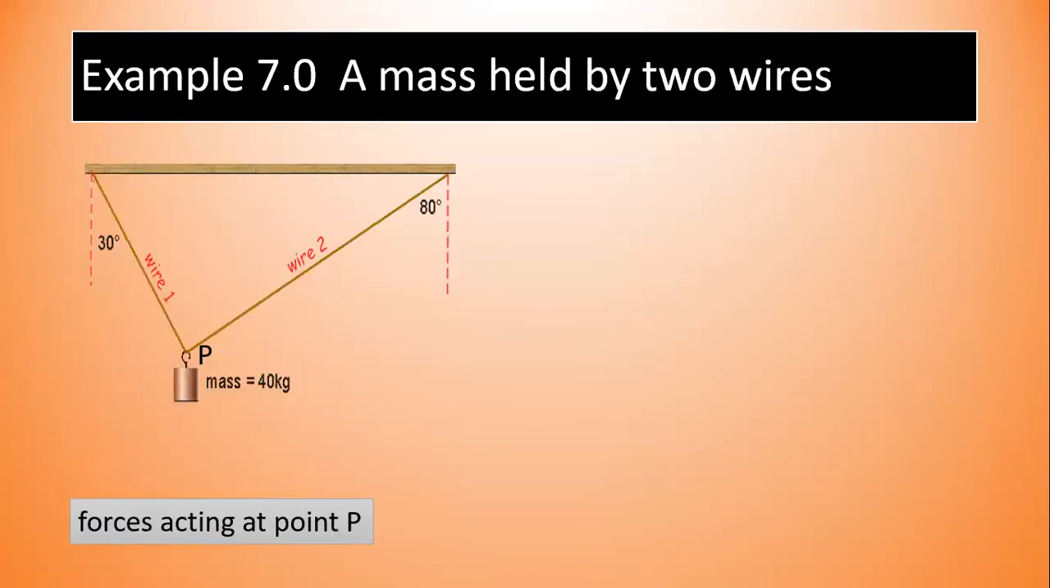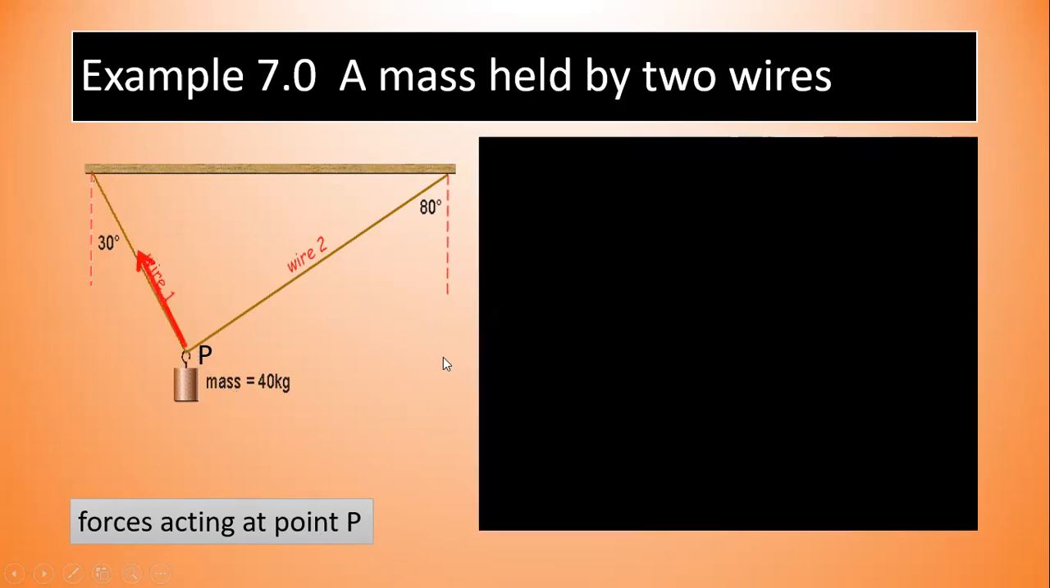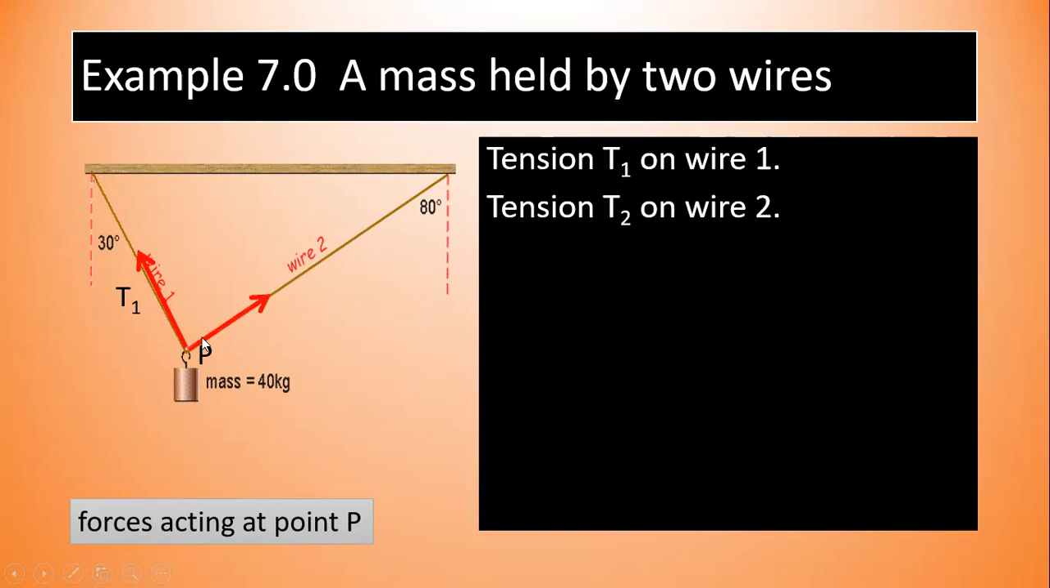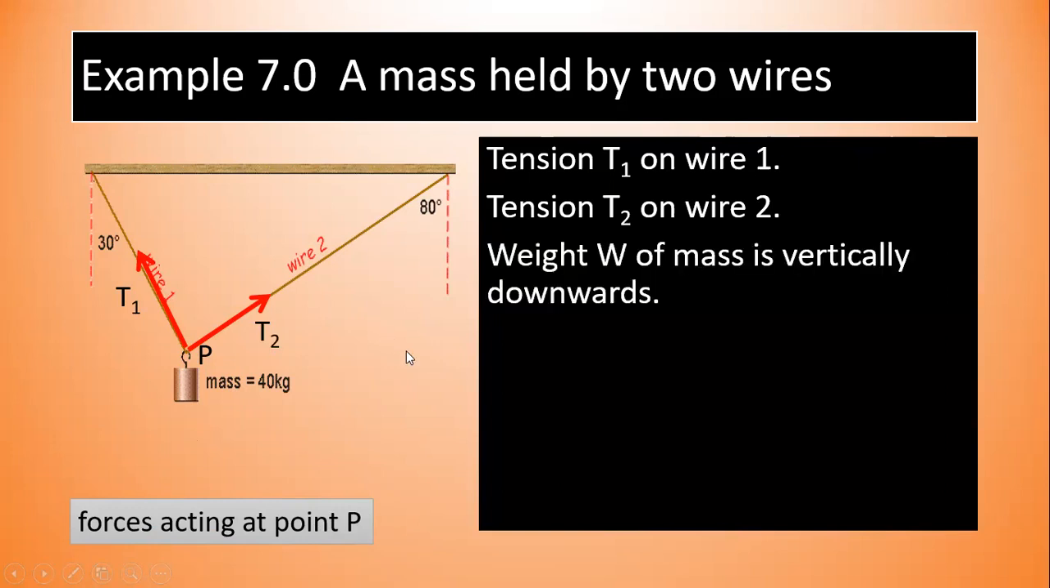Okay, let's do an example. A mass held by two wires. Wire 1, wire 2. Right, that's your point P. That's your mass, 40 kilogram. All the forces act at the point P. Right? So tension is always pulling it up. We are looking at the forces acting at P. So tension is pulling it up. We can call that T1. And then T2 is pulling at point P, pulling it up again. We can call it T2. Right? And then the weight acts vertically downwards there.